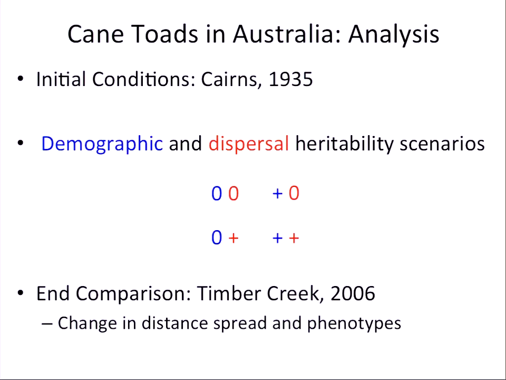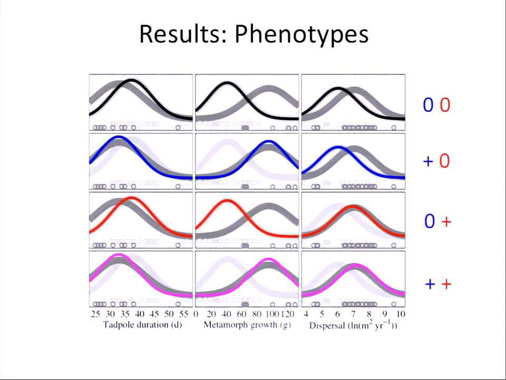All right, and then so how we analyzed this, what kind of experiment we did, is I took the initial conditions in 1935 of the phenotypes and where the toads were, and I ran the model under a few different scenarios where demographic or dispersal were evolvable or not, and then compared the model results to what we actually observed in 2006, looking at the change in distance spread between these different scenarios, as well as the change in the distribution of phenotypes. So here are the different phenotypes.